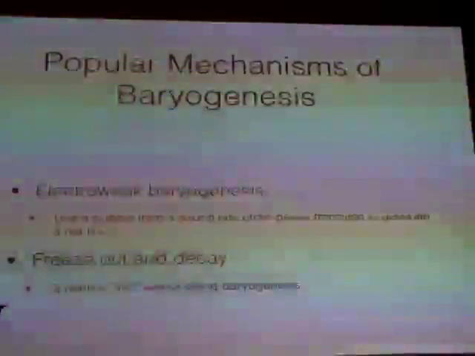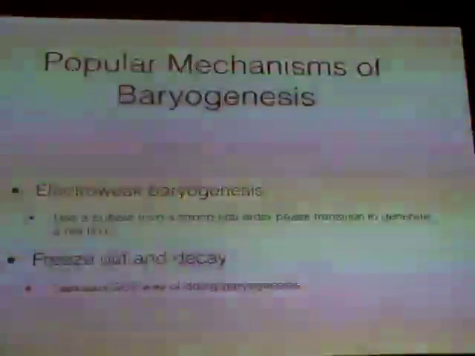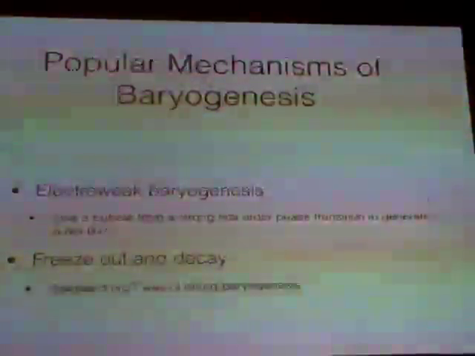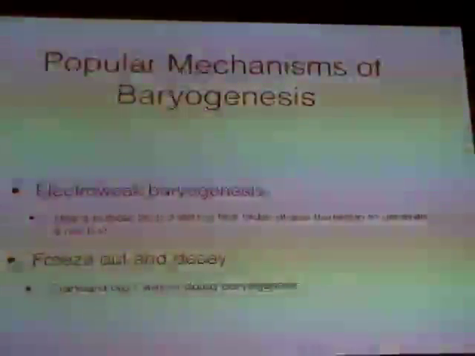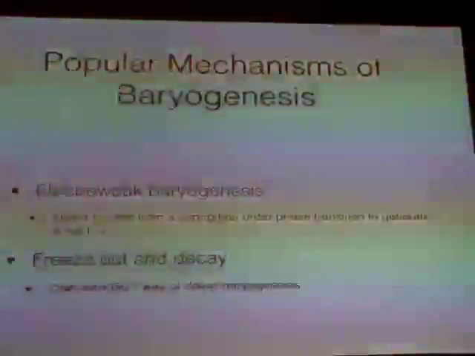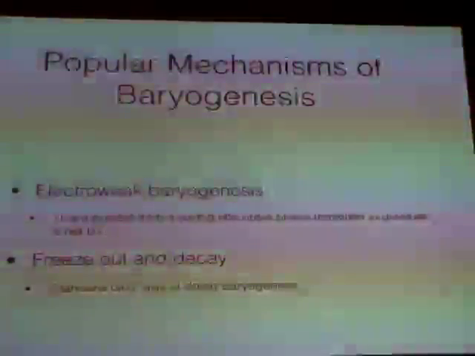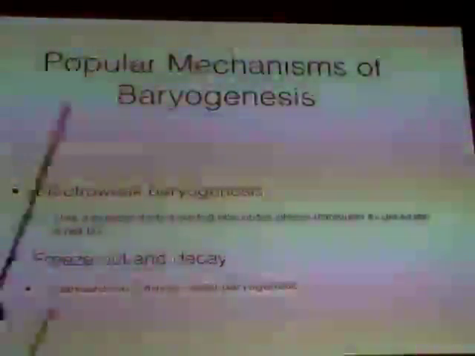The second popular approach has been standard freeze out and decay. The way that works is that you have some GUT particle. It has C and CP violating interactions. And then it has explicit breaking of baryon number. And so after these particles freeze out, when they decay, they produce more baryons than antibaryons.